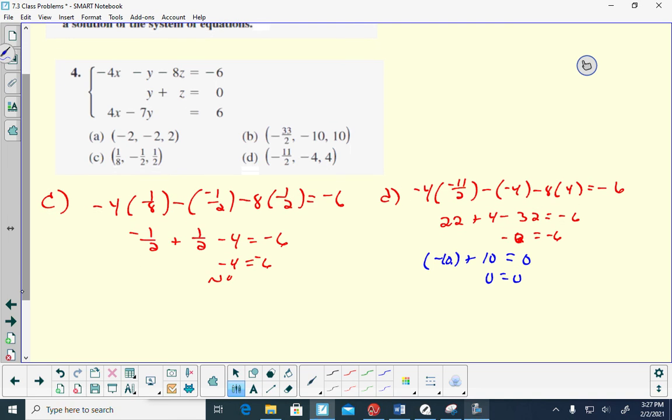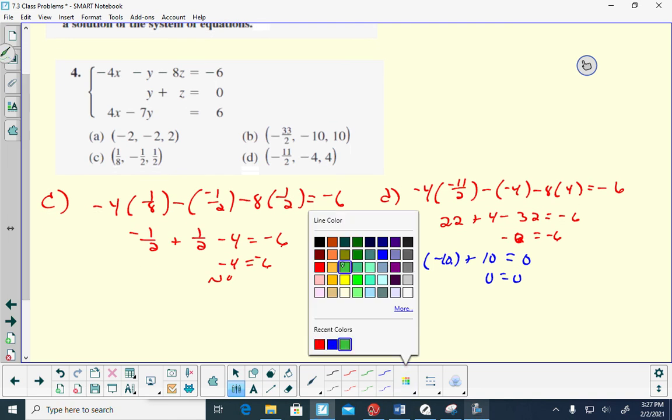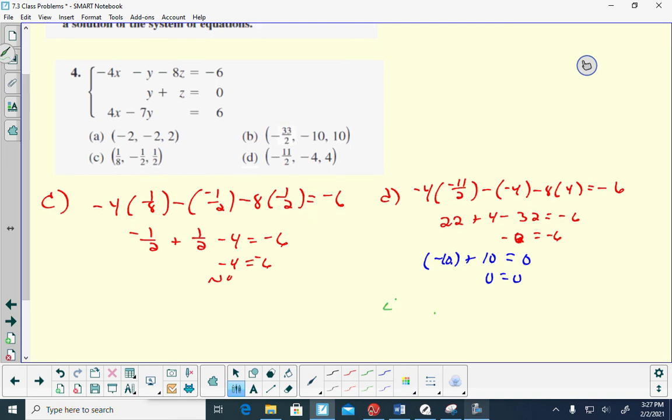And now I'm going to check for the third and final equation. So the third equation would be 4x. So 4 times negative 11 over 2, minus 7y, which is negative 4. And I want to see if that's equal to a positive 6.